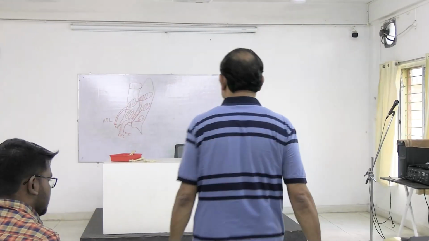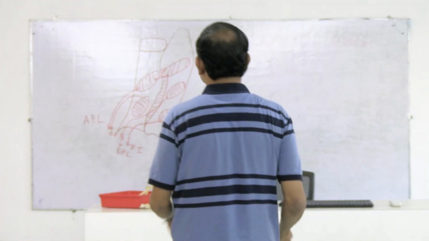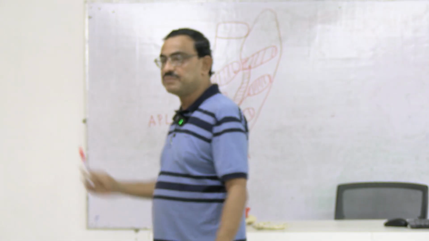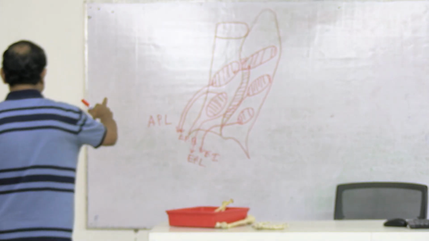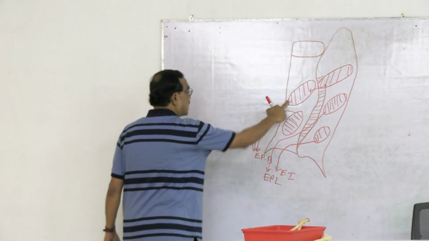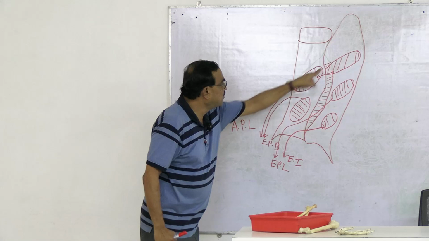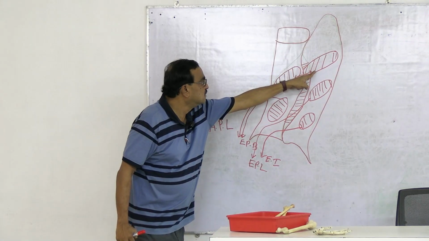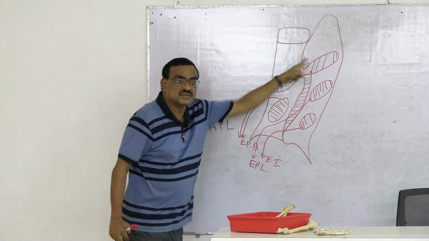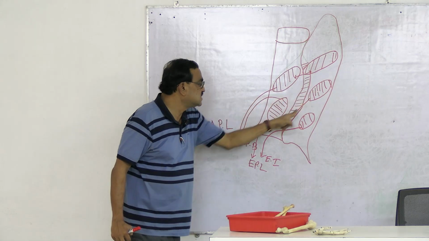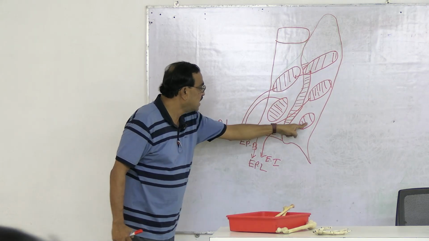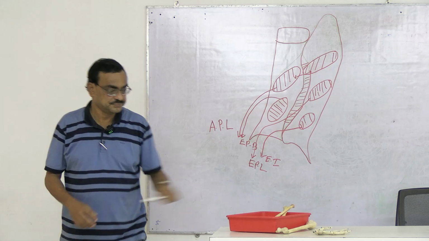So these are the muscles which take origin from the posterior surface of the radius and the ulna. For the radius, there is origin of the abductor pollicis longus and extensor pollicis brevis. And for the ulna, this is the extensor pollicis longus and extensor indicis.